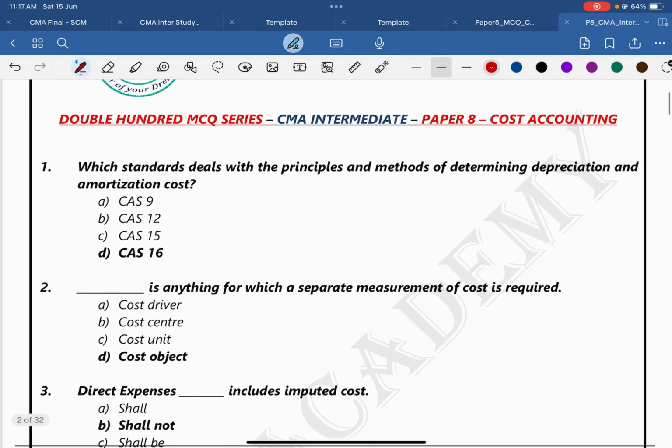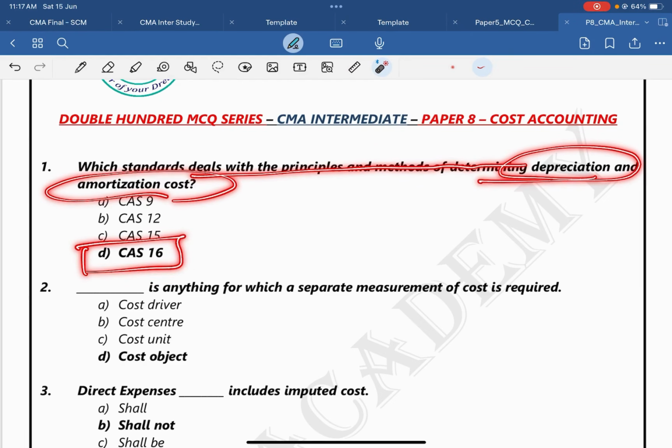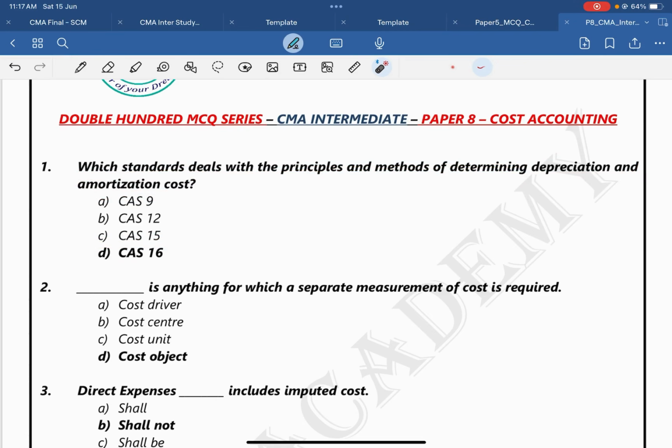Next, we'll quickly start with the 100 MCQ series of Paper number 8, Cost Accounting, for CMA Intermediate. Our first question, number 1: Which standard deals with the principles and methods for determining depreciation and amortization cost? Just think of it. It is CAS 16. Cost Accounting Standard 16 is the depreciation and amortization cost.